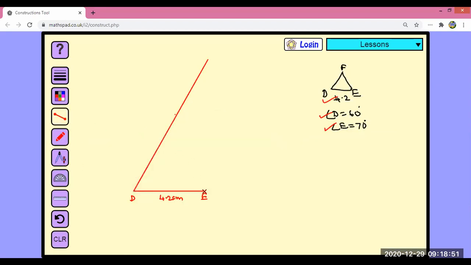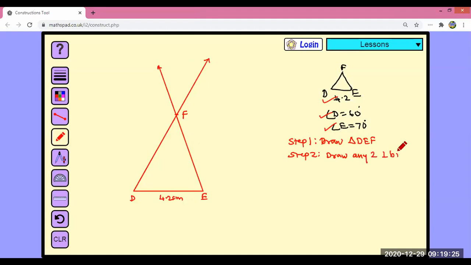And we join this point E to that point so that we get a triangle like that. The point of intersection of those two lines is the point F. All right, always place arrowheads. So step one, draw the given triangle, which was DEF over here. Step two, we draw the perpendicular bisectors. So draw any two perpendicular bisectors.